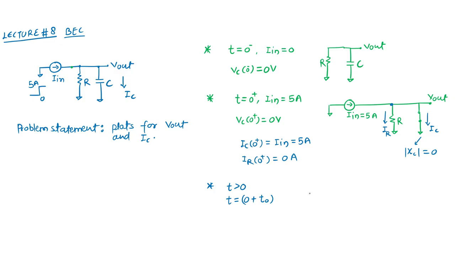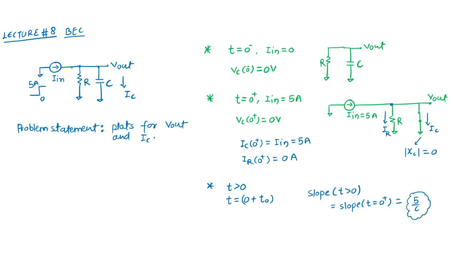If the capacitor is having a current of 5 ampere, what can be the slope of the capacitor voltage for t greater than 0, just at an instant, or I should say t positive only? The slope at t equal to 0 plus is nothing but, since all the current is flowing across it, this is the slope.